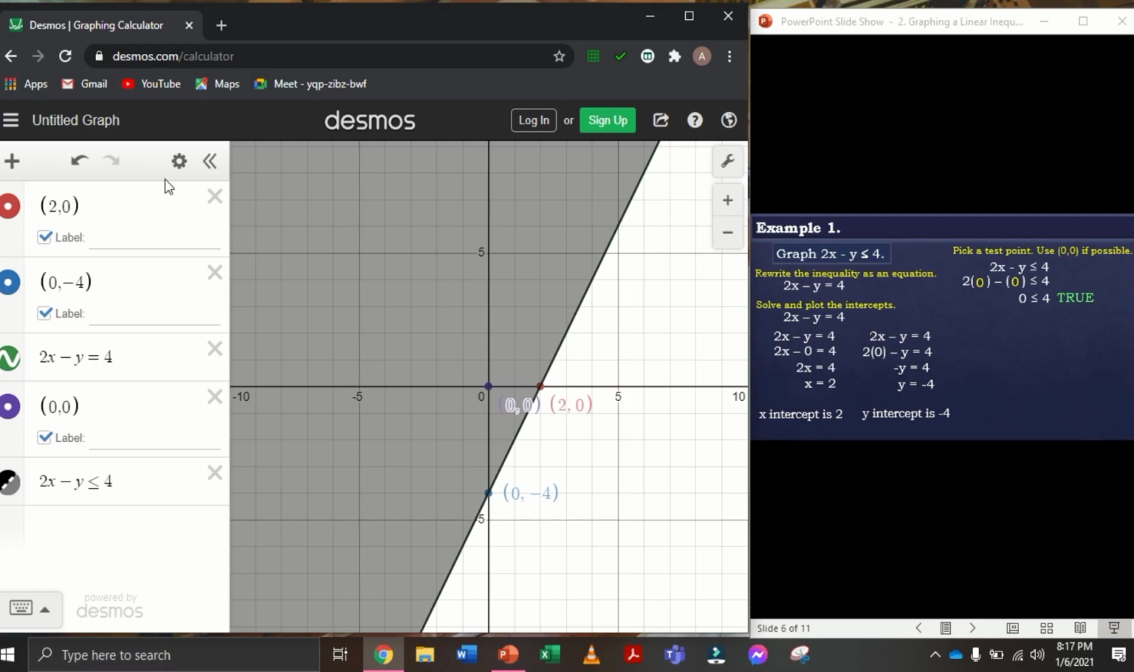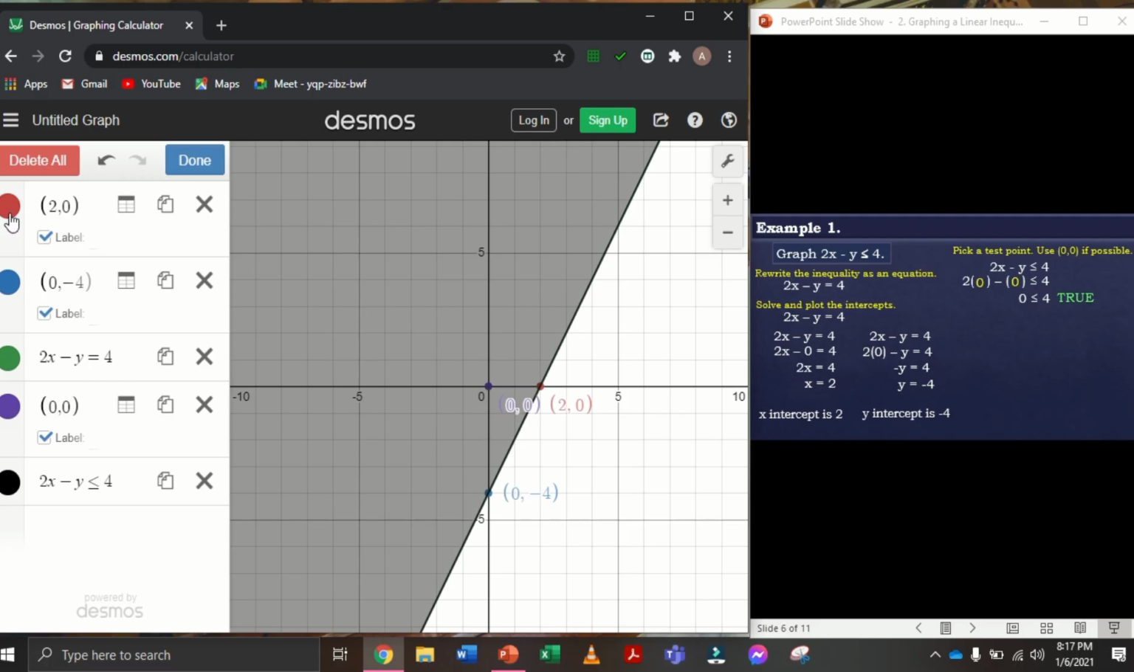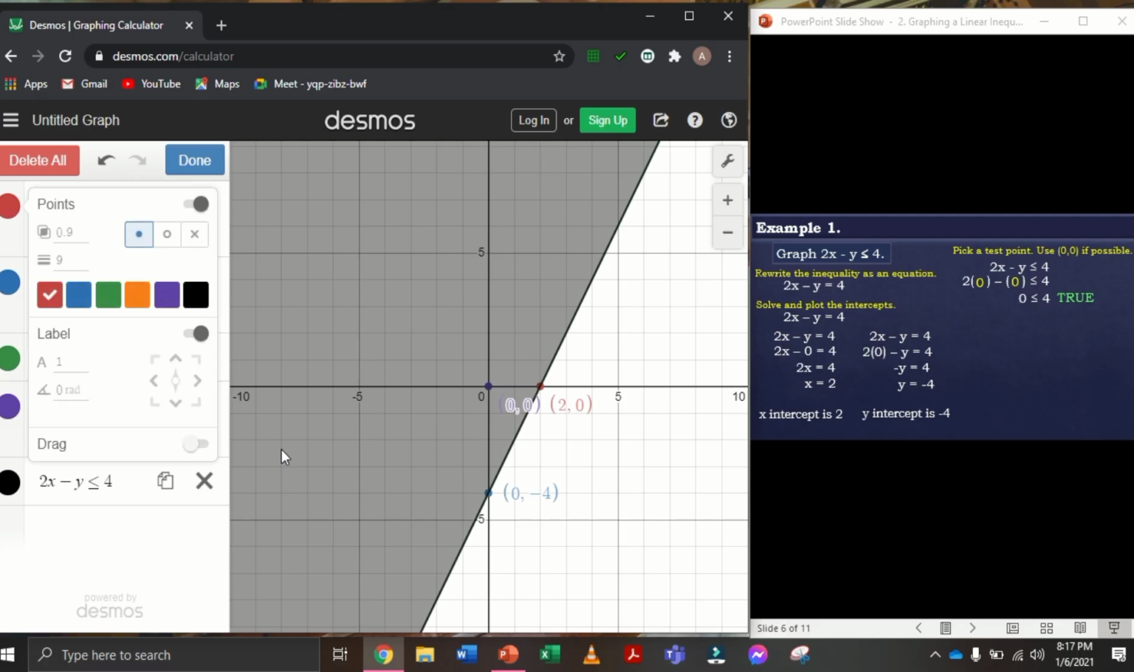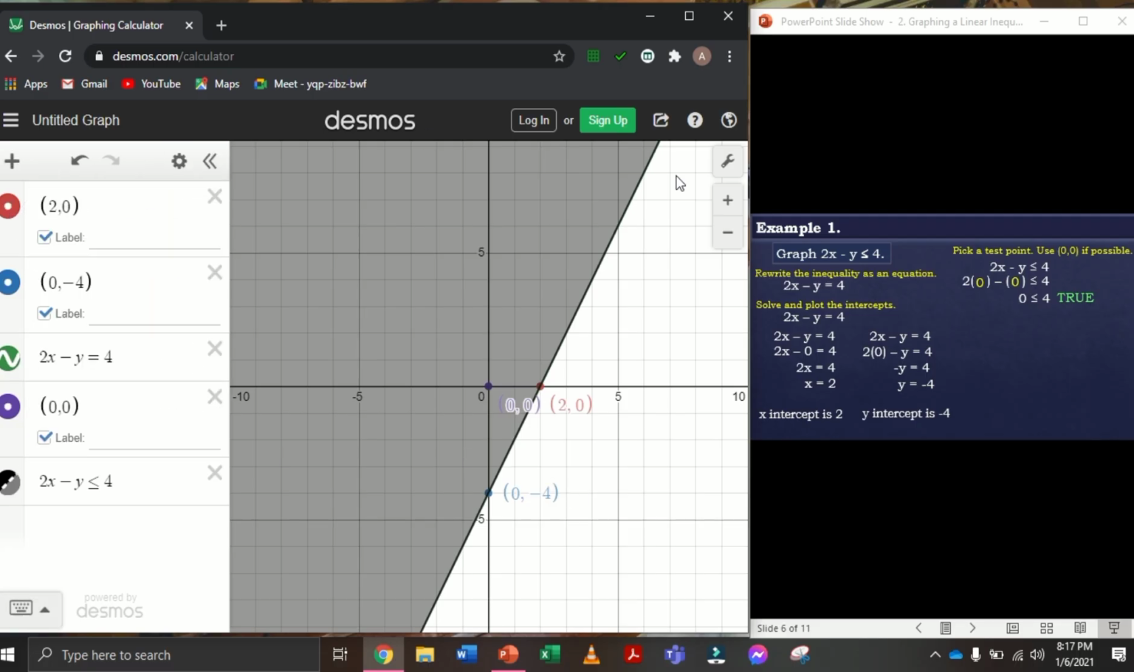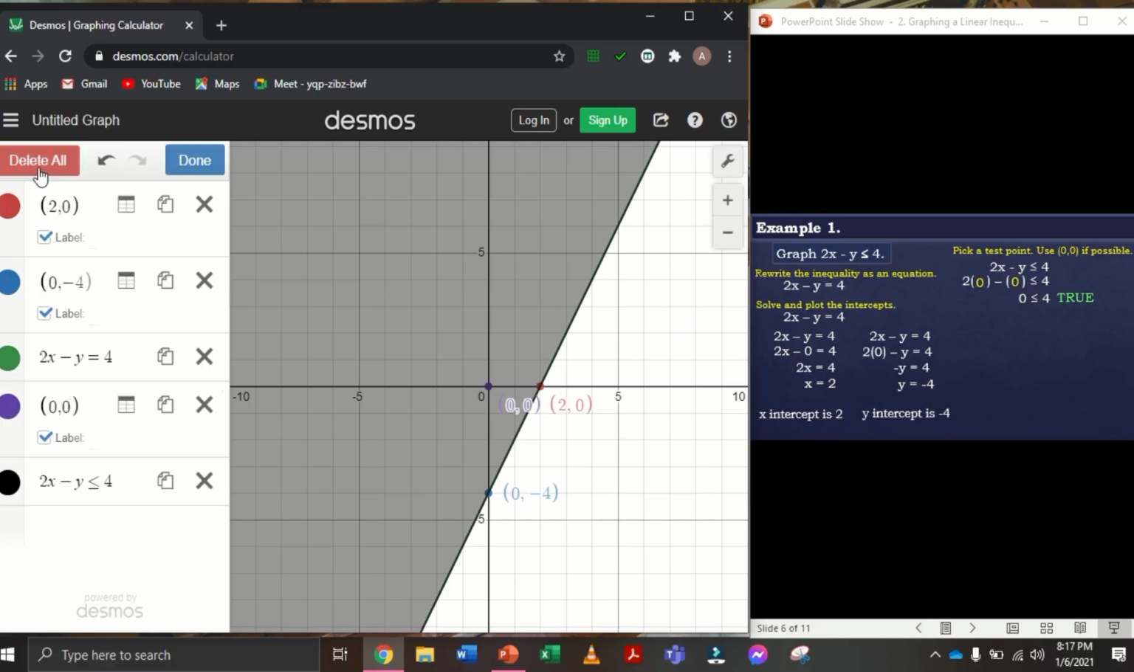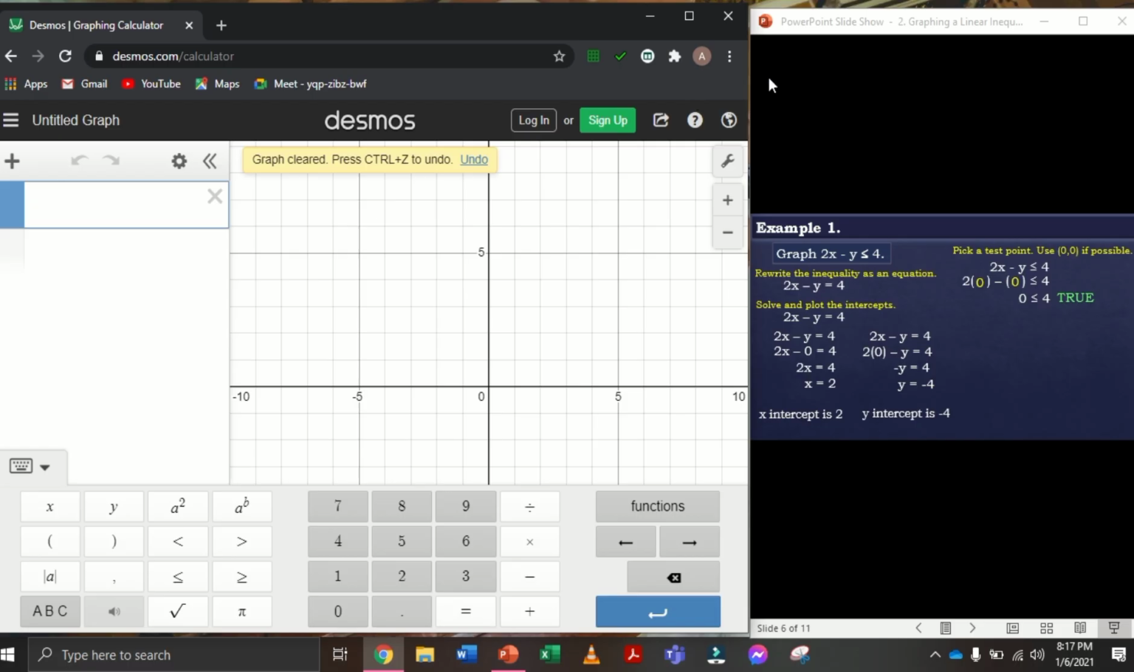Okay? So, ito, pwede mo siyang palitan ng kulay if you want. So, pwede mo rin siya i-download. So, kapag ikaw gusto mo ng copy, pwede mo siya i-download dito. Okay? So, marami po tayong magagawa sa Desmos. Now, so therefore, this is the graph of 2x minus y is less than or equal to 4. So, i-delete ko na to para mamaya sa ating second graph.